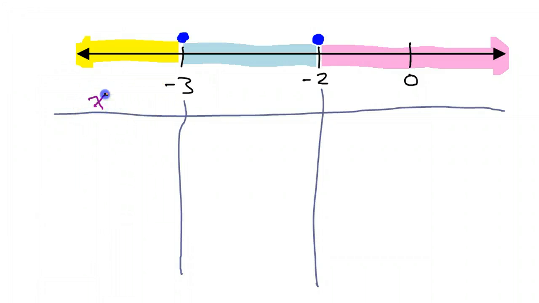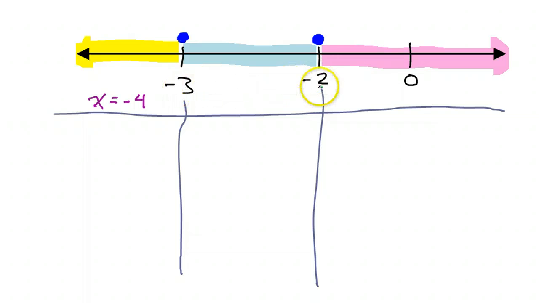I need a test value from the yellow zone, so I need something that's less than -3. I'm just going to do -4. You could do -5 or -6 if you want. Now, this next one's going to be a little tricky. We need something between -2 and -3.